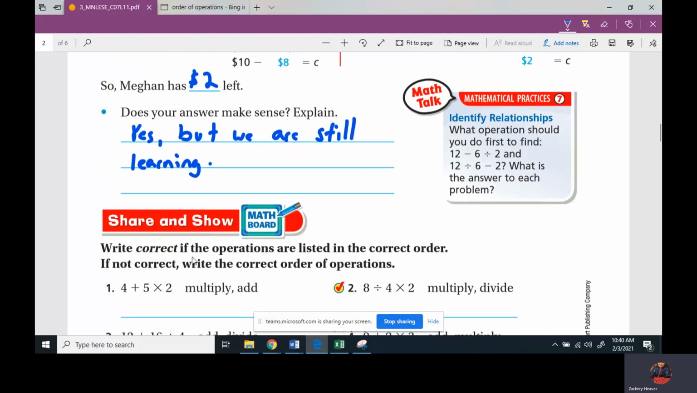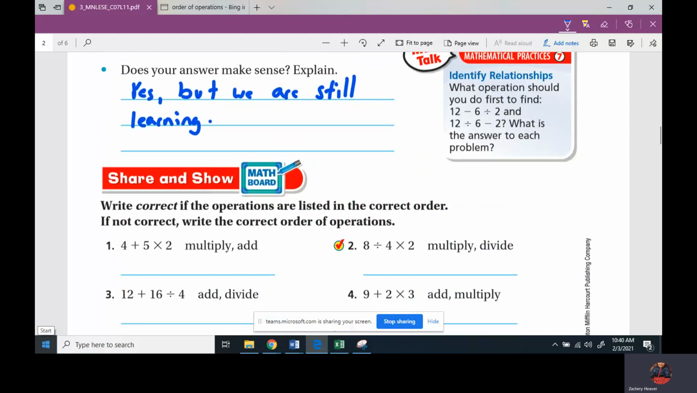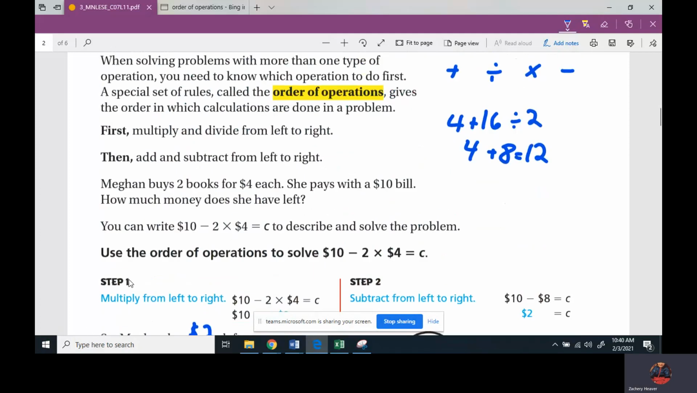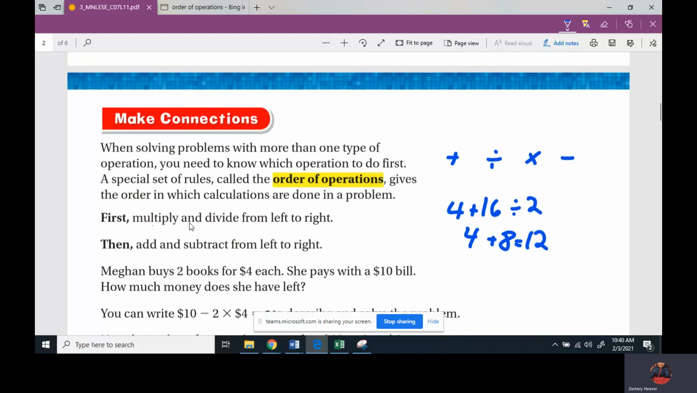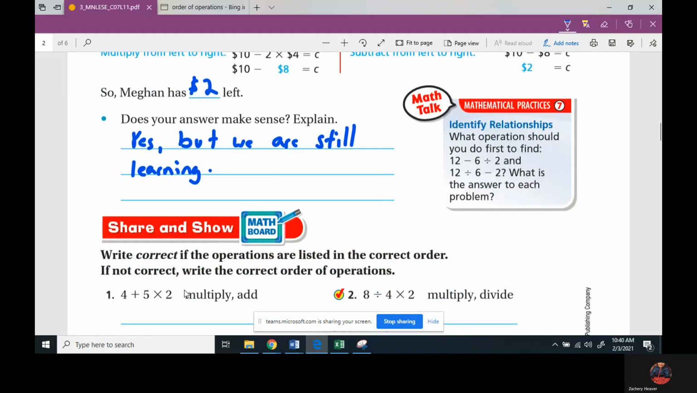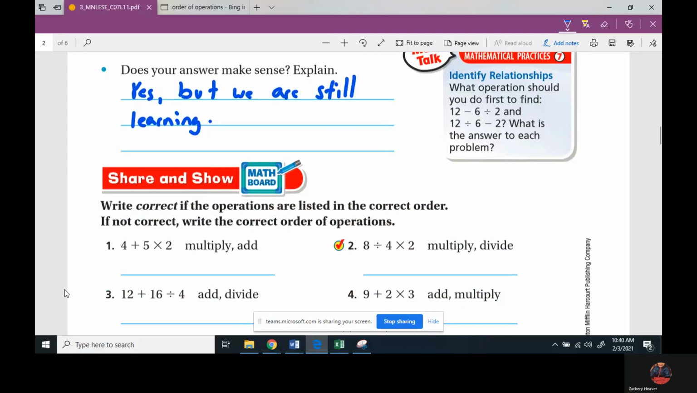So the next says, write correct if their operations are listed in the correct order. If it's not correct, write the correct order. So this one says 4 plus 5 times 2. It says we have to multiply first and then add second. Is that correct? Yes, because first we have to multiply, then we have to add or subtract. Multiply and divide, then add and subtract. So is that right? Correct. That's right for that problem.